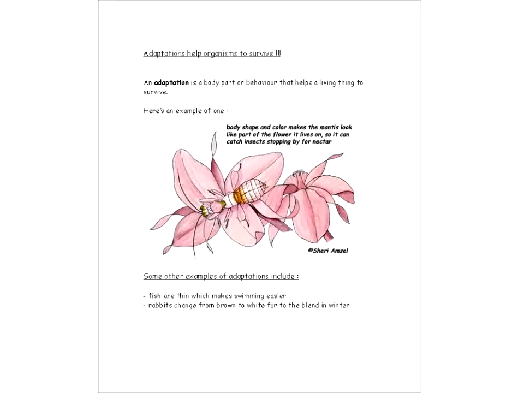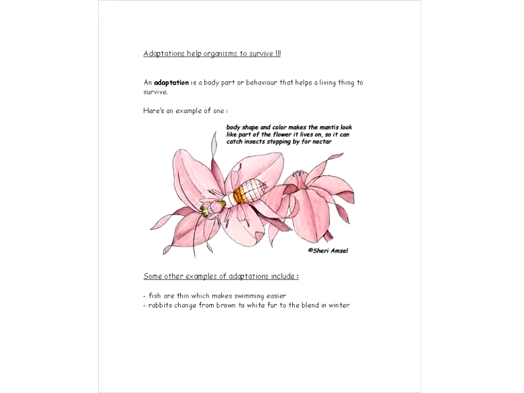Okay, so we can see that when a creature is adapted to something, its body is somehow well suited to the environment. Well, let's look at some other examples of creatures that are well suited to the environment. In other words, have adaptations.